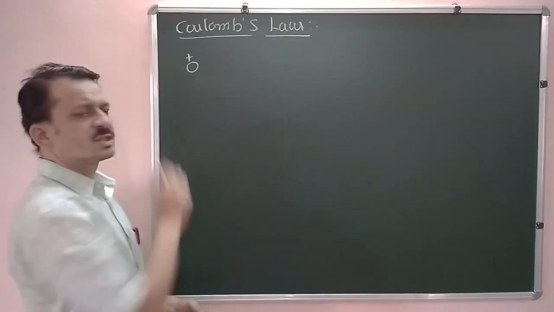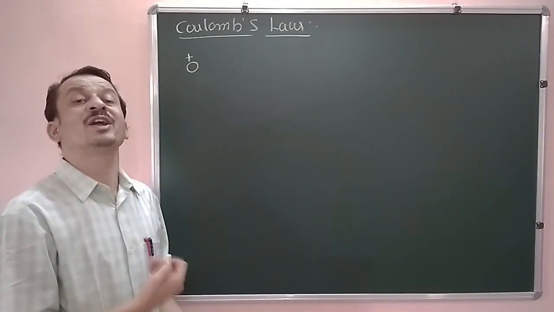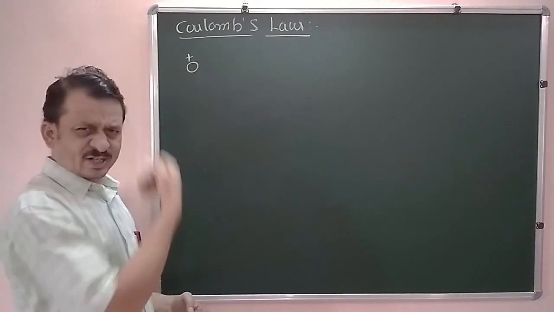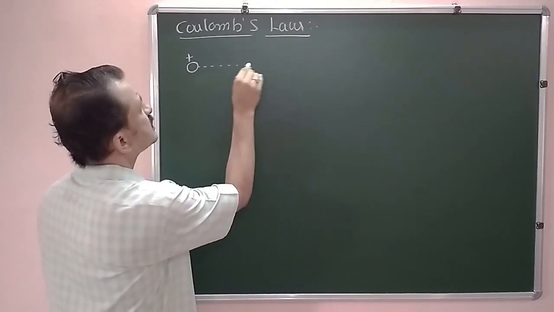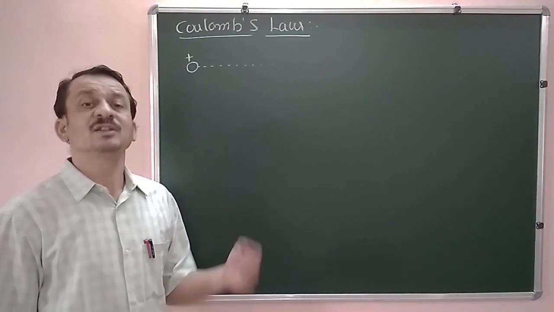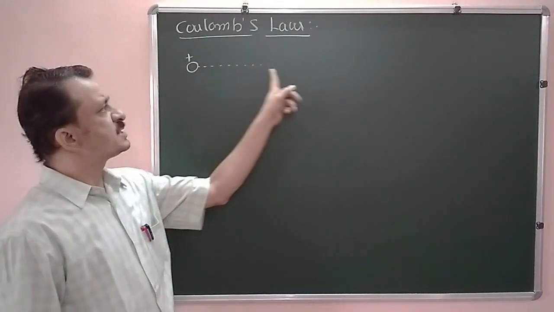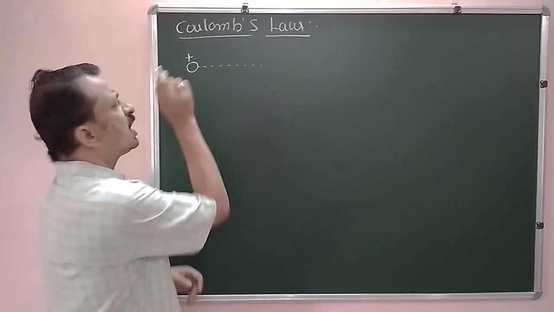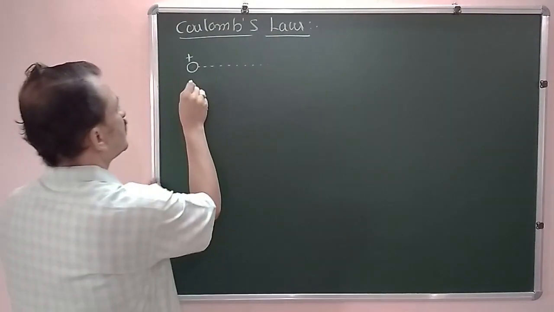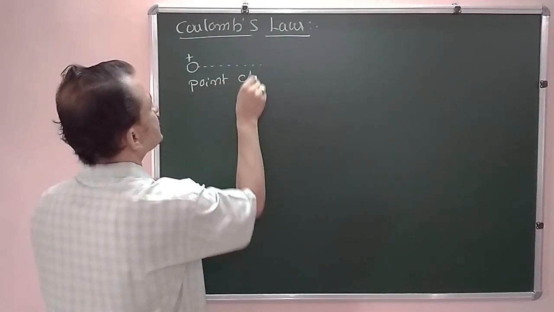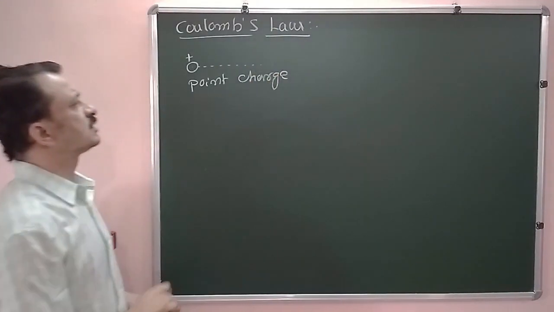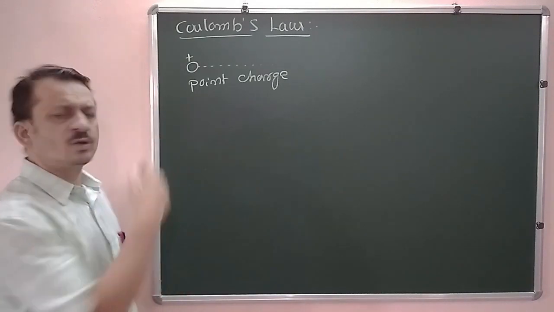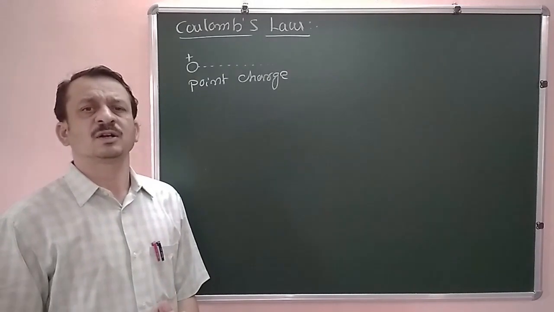Now this charged object is considered a point object only when its size is very small compared to the distance at which we are going to calculate the force. If this distance is larger compared to the size of the object, then that charged object is taken as a point charge. That is the meaning of point charge. Now if you have 2 point charges, then they are going to experience a force between them.